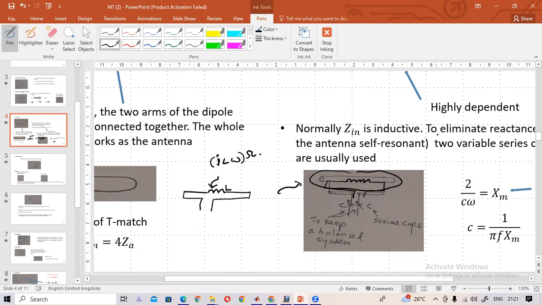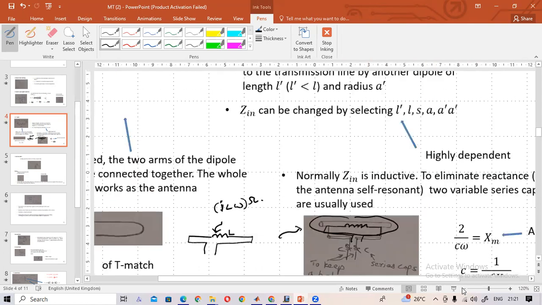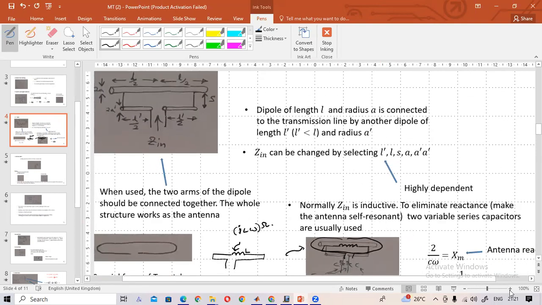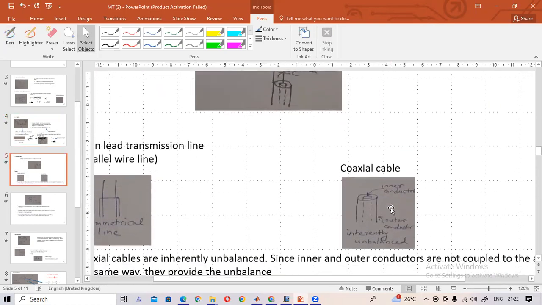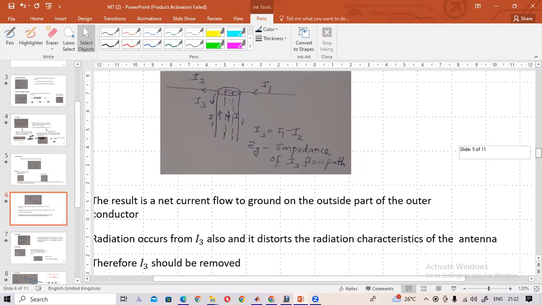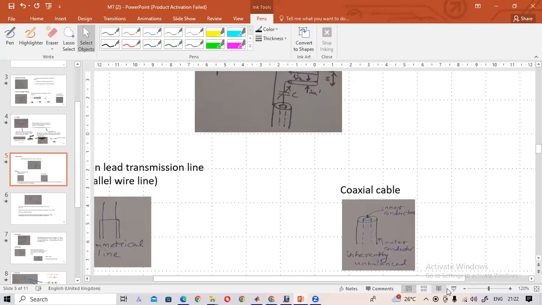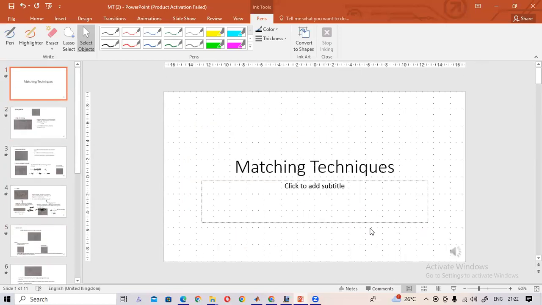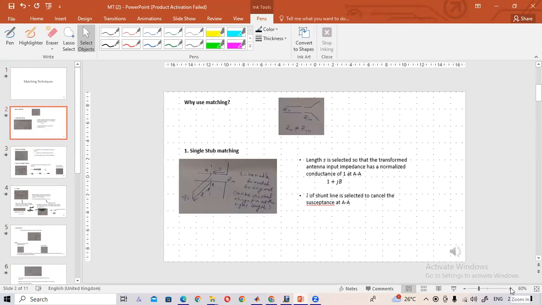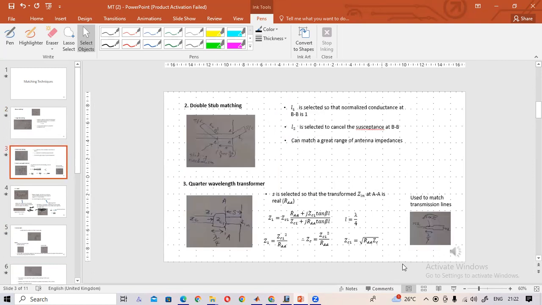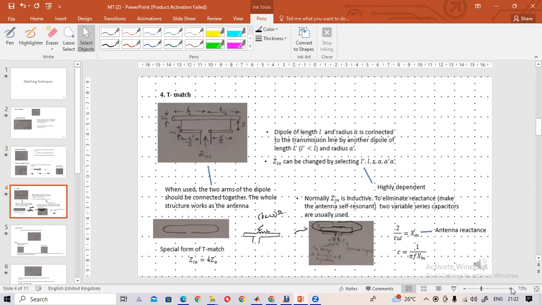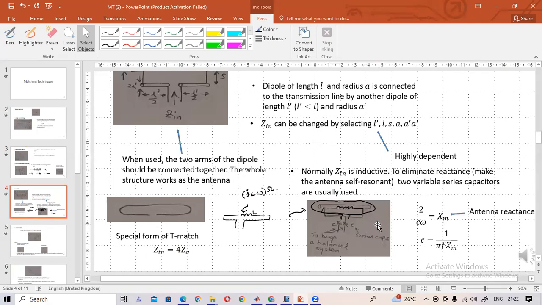So here it is said that to eliminate the reactance of the antenna, to make the antenna self-resonant. What is self-resonant? What is a resonant circuit? Resonant means, maybe you have learned this also in analog electronics.